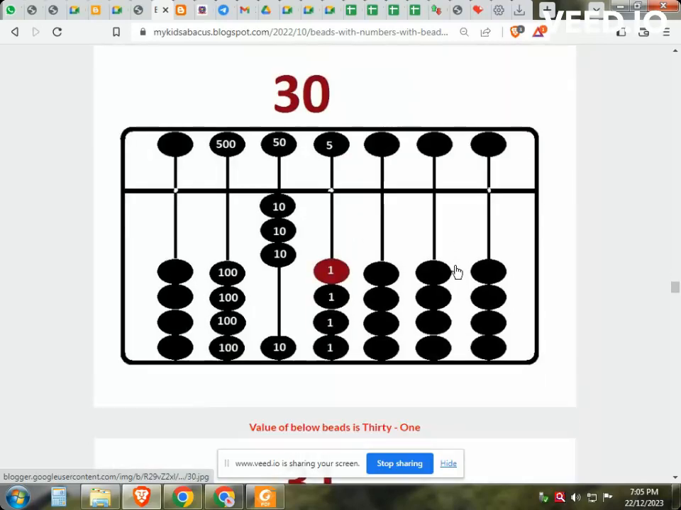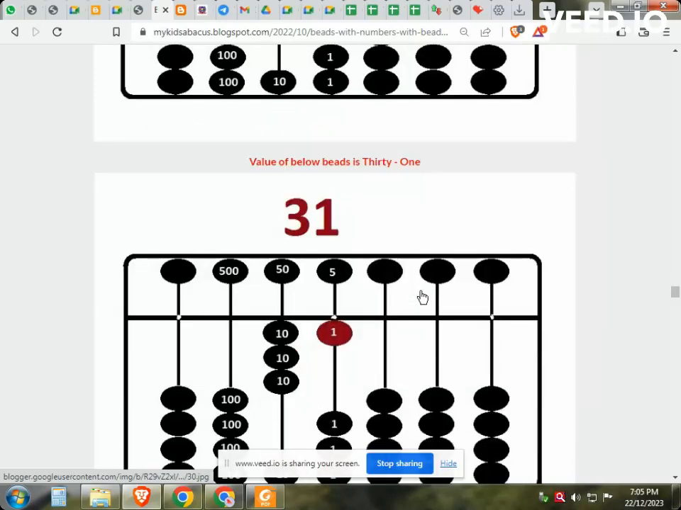20 plus 9, 29. We added 30 like this. We have to add 3 bits together in tens place. This is 30. 10, 10, 10, 30.